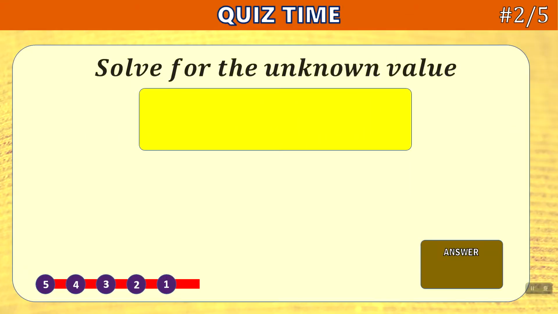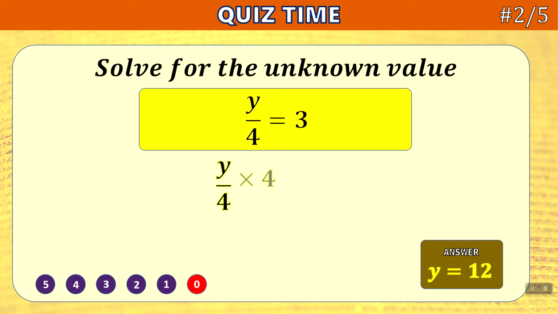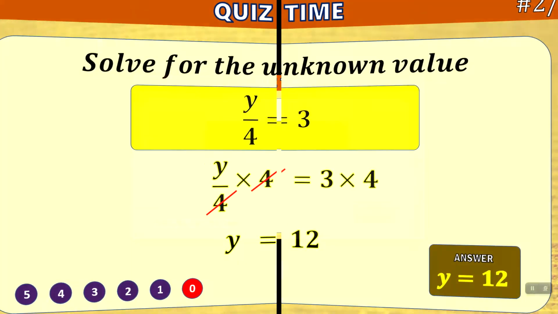Question 2. Solve for the value of the unknown. Time's up. The answer is y equals 12. If we have y divided by 4, we have to multiply by 4 to cancel out the 4's. And if we do that to the left, we have to do it to the right. Y is equal to 12.